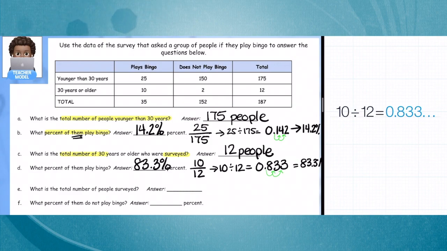All right, and let's look at the last one. We want to know the total number of people surveyed. So everyone surveyed, and I look at my table and I see there's 187 people.